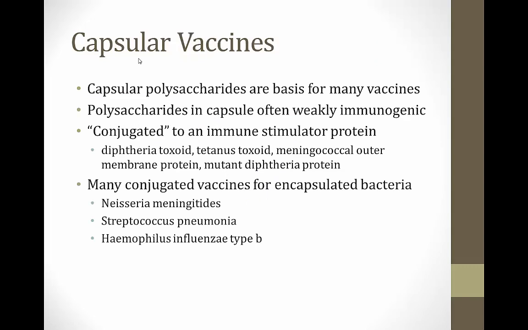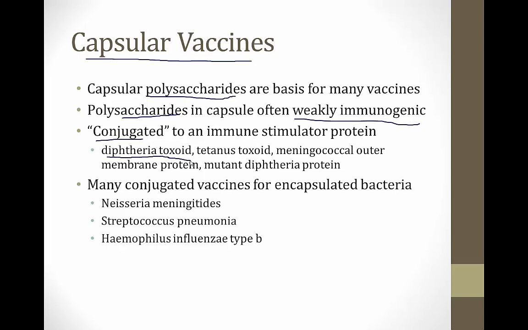You should know that the capsule is the basis of many vaccines that protect us from bacterial infection. So what we do is we use those polysaccharides in the capsule to trigger an immune response, and then we become protected from subsequent infection. Now, one problem with this is that the polysaccharides by themselves often generate a very weak immunologic response. So what is done is the polysaccharides are conjugated to some other protein that produces a more vigorous immune response.